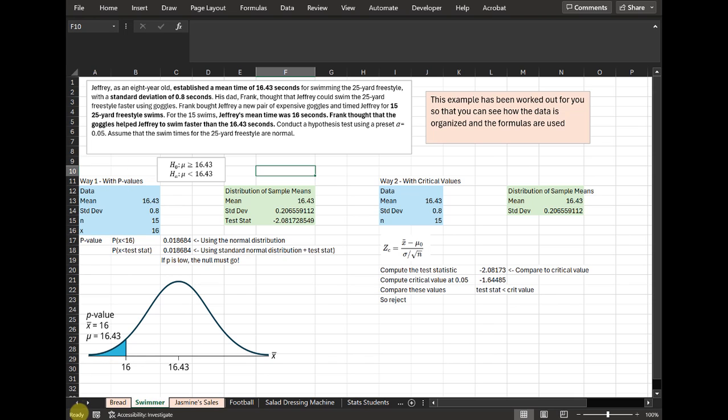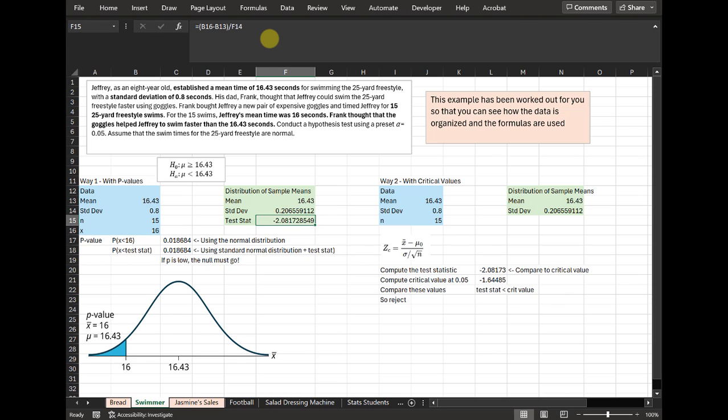This is very similar to the previous tab where we were working with the bread. Once you come up with your data, you need to translate it to your distribution of sample means. So the mean is the same. Your standard deviation, you're going to take your standard deviation divided by the square root of n. I probably should have linked that n, sorry.